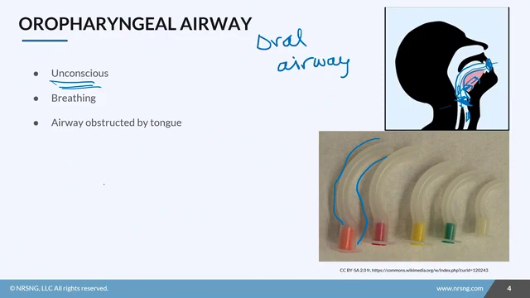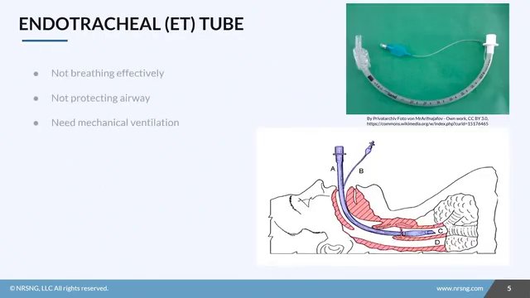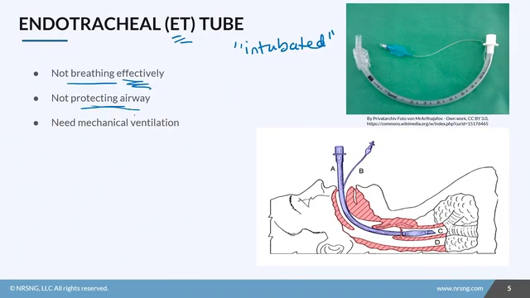So what do we do if we have a patient who isn't breathing? That's when we move on to the endotracheal tube or the ET tube. Anytime we talk about a patient being intubated, this is what we're referring to. We intubate patients who are either not breathing at all or at least not breathing effectively, or who simply can't protect their own airway no matter what we try. And then, of course, we'll also use this for any patients who require mechanical ventilation.